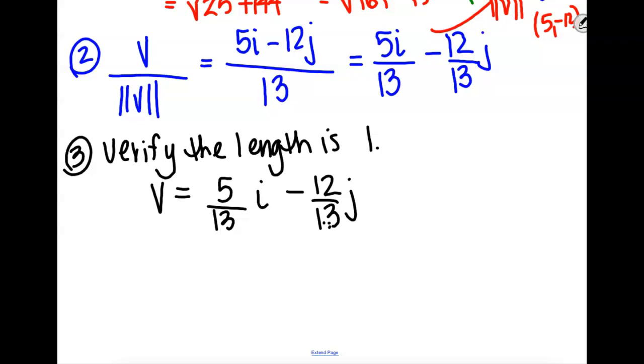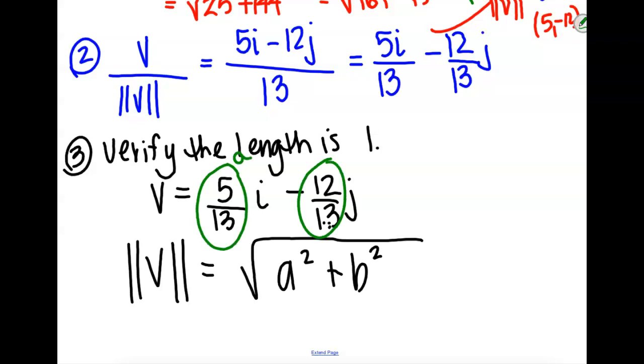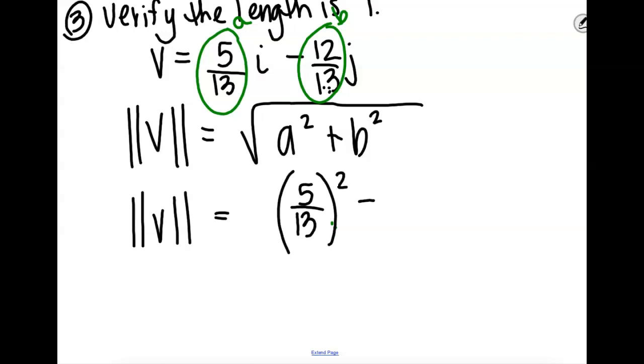So we're going to use the same formula to find the magnitude. You square root your a squared and your b squared and add them together. So this is my a value for my unit vector, and this is my b value for my unit vector. So we're going to go ahead and substitute in that black equation. So the magnitude of this unit vector is the square root of 5/13 squared plus negative 12/13 squared.